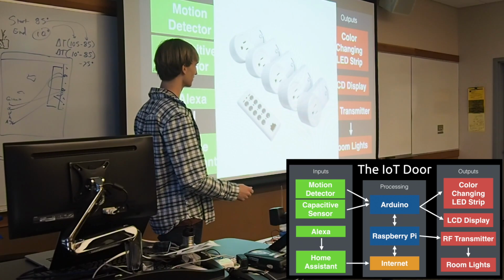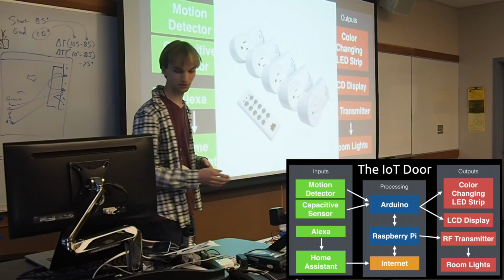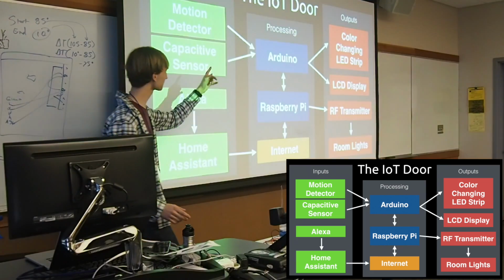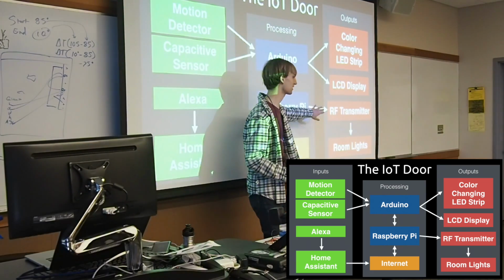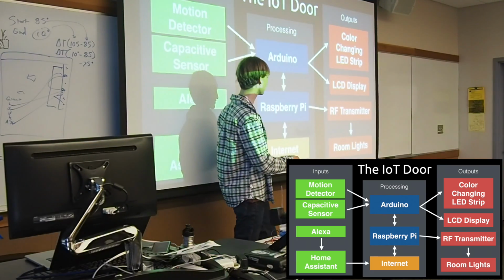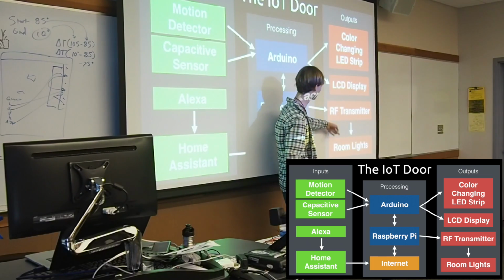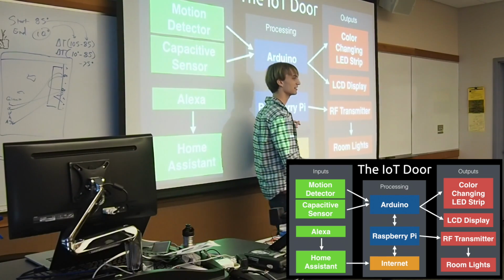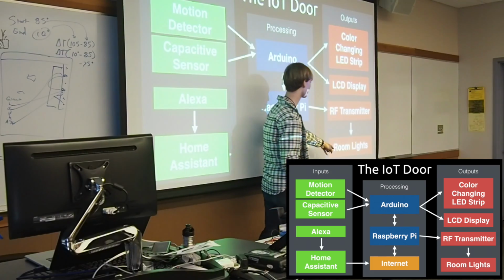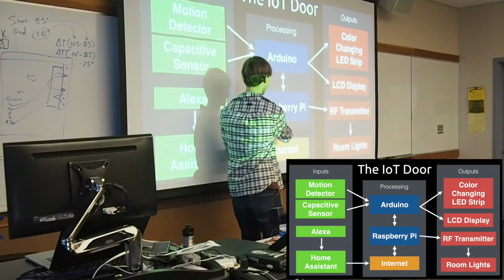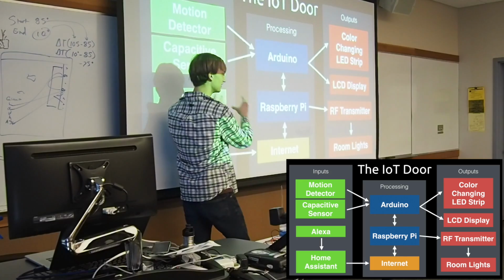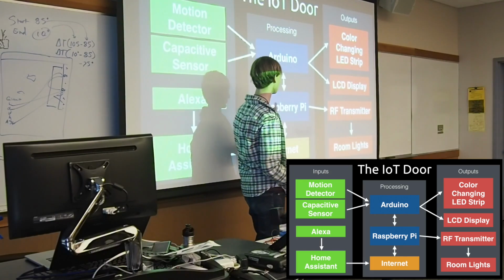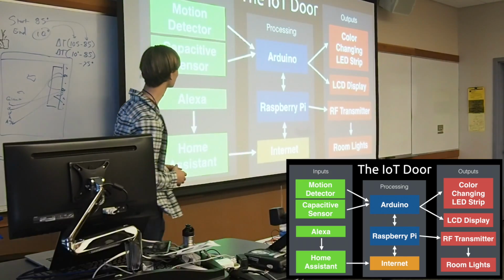Now, that transmitter can be connected to the Raspberry Pi or the Arduino. In this case, I have it connected to the Raspberry Pi. That allows me to control room lights with the Raspberry Pi. So now I can write code and control the room lights with my code. And now it's connected into this whole thing, so I can control room lights with any of these inputs.